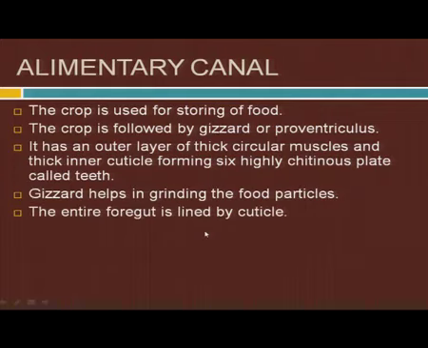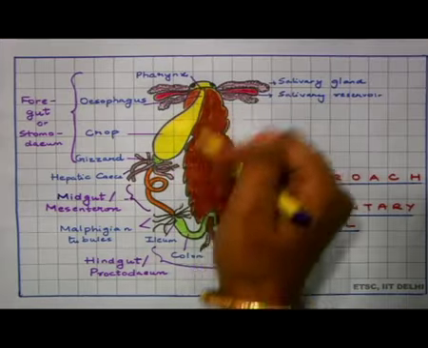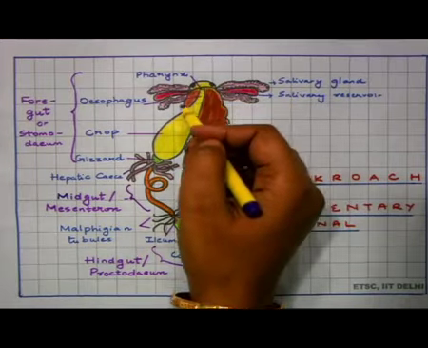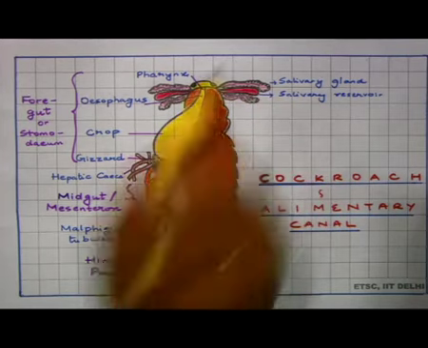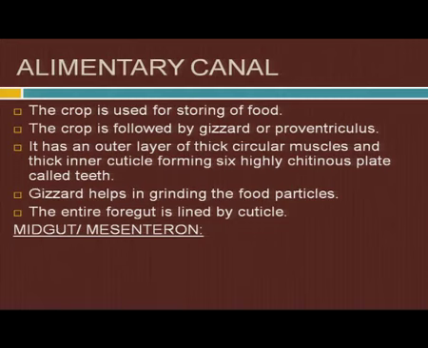The entire foregut is lined by cuticle. The entire foregut, that is mouth, pharynx, esophagus, crop, and gizzard, all this is the foregut, and this is lined by the cuticle in order to protect the parts.